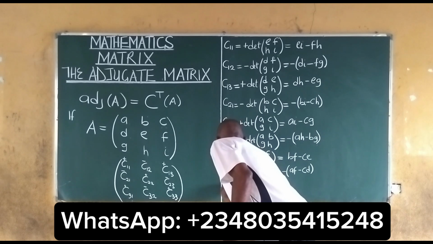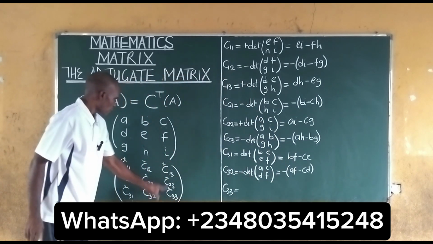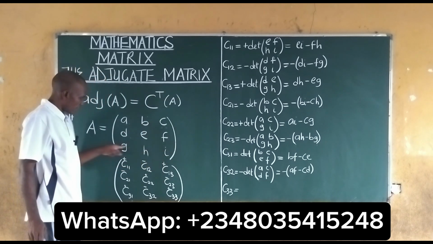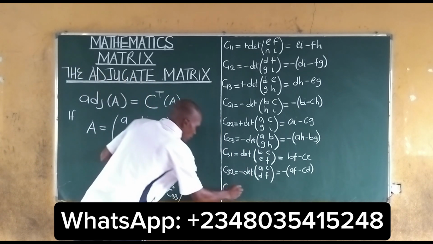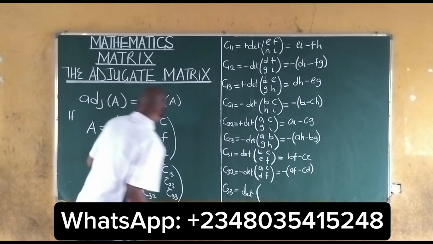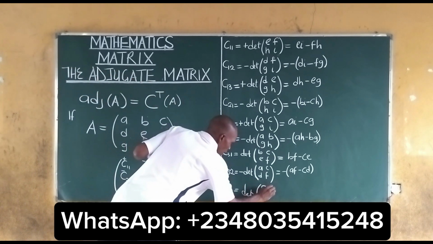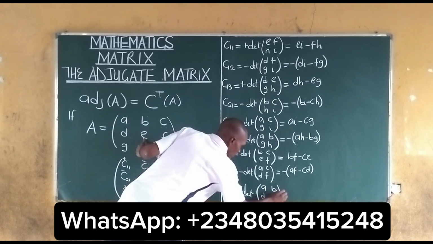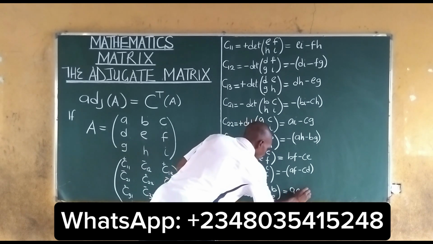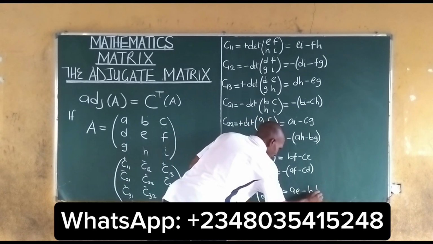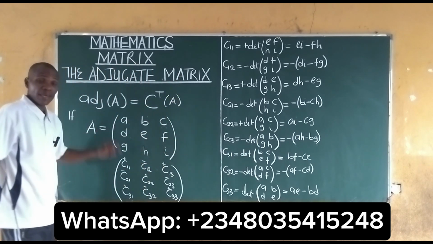And lastly, we have C33, which is a positive sign. So we ignore the whole of this and take A, B, D, E. So we have the determinant of A, B, D, E, which is AE minus BD. So this is how to compute the individual cofactors of a matrix.